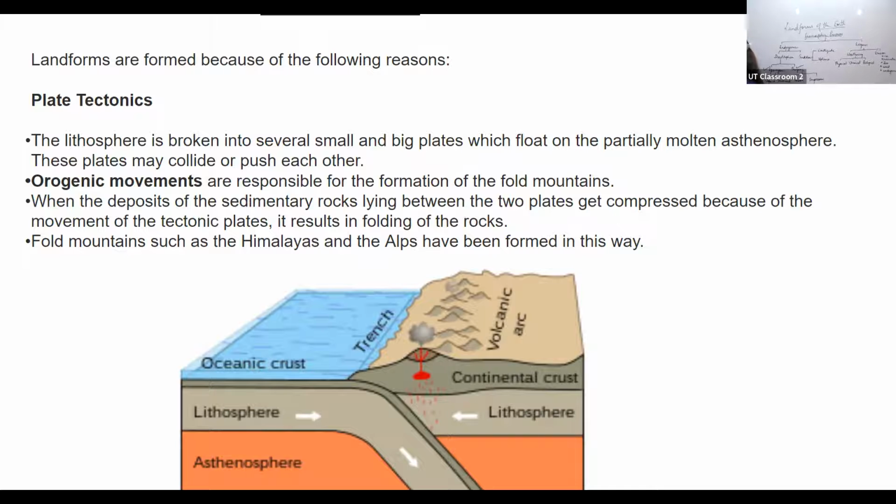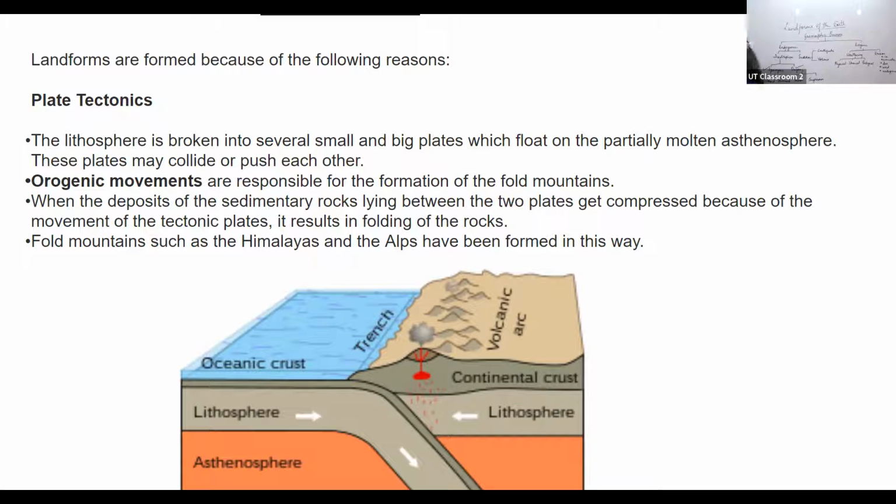This is the oceanic crust. Oceanic crust is lower. You can see your continental crust, this is higher. You can see this volcano. So what is happening here? There's a trench because they are both at different levels. Trench means deep depression. This is formed, and here you will have the volcanic arc, it's known as. These are the fold mountains that have been formed.